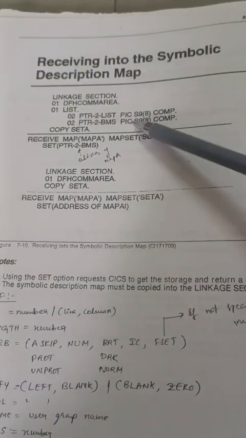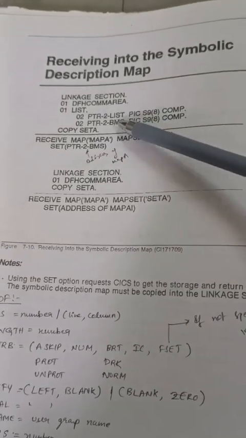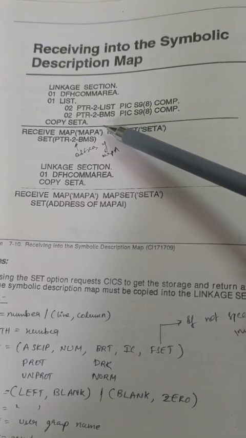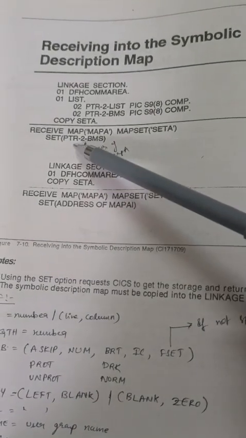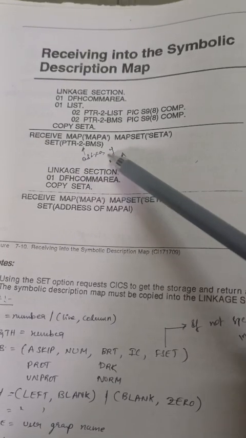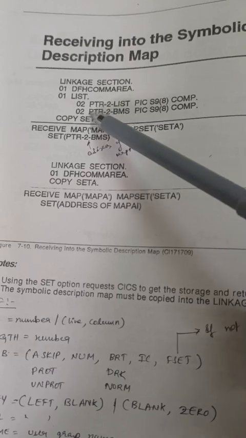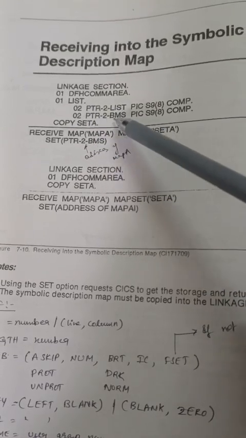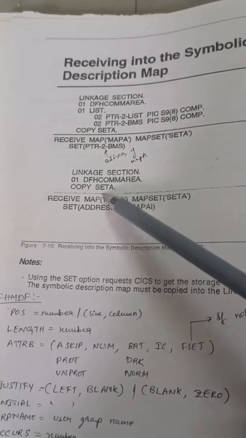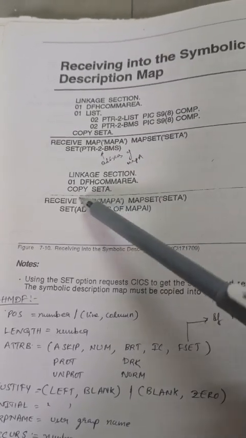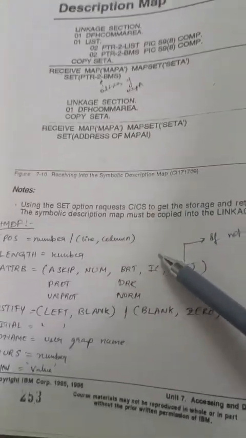This is also an example they covered, of how, if a map is coded in the linkage section, we can get data from the map. RECEIVE MAP MAPSET and SET, they are using SET here to see the address of the map here. What is the address of B2 pointed to here, and this is the BMS, this is the address, and this is the linkage section they are using. And this is another example, COPY SET, while setting the address of map AI.